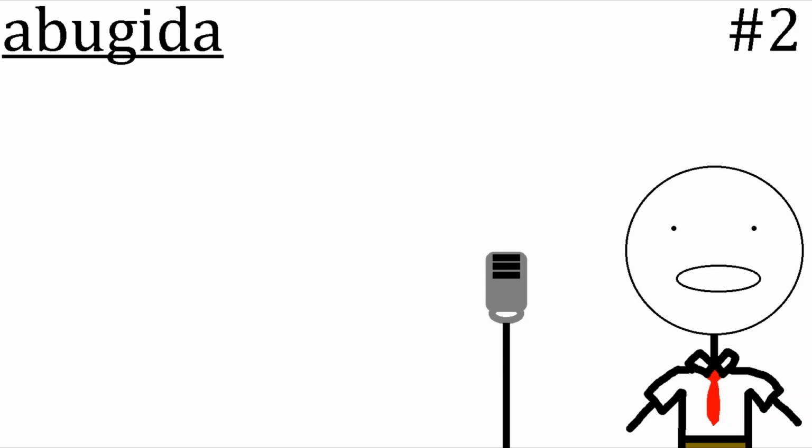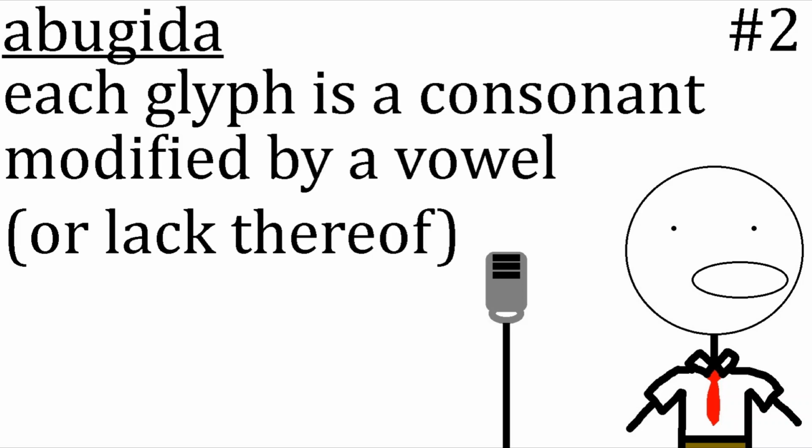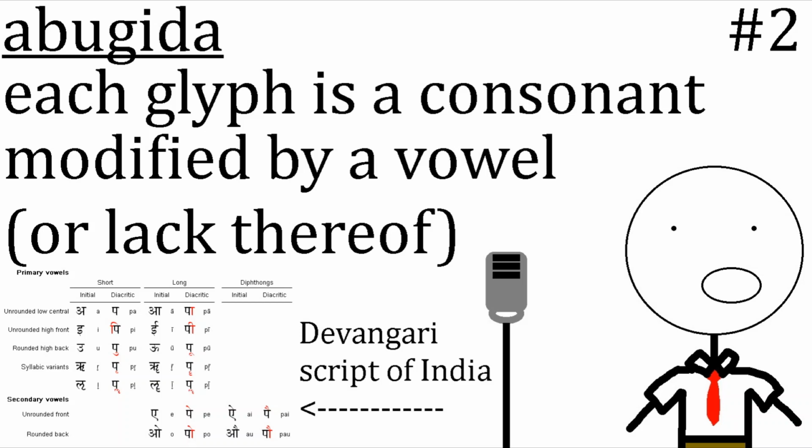Next, we're going to talk about the abugida. An abugida is a writing system where each glyph represents a consonant and then a vowel. So this is most notable with some of the Indian and Southeast Asian scripts. Base glyphs remain the same, and then you can modify that based on your vowel sound.